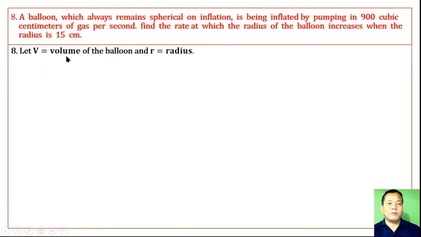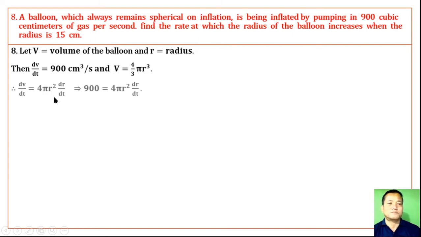Let B be the volume of the balloon and r be the radius. Then dB by dt, the rate of increase of volume, is 900 cm cube per second, and the volume of a sphere is 4 by 3 pi r cube. Therefore, dB by dt is 4 pi r square into dr by dt. dB by dt is replaced by 900.